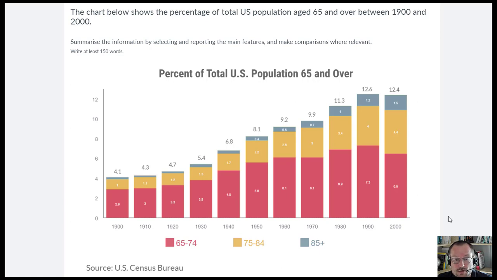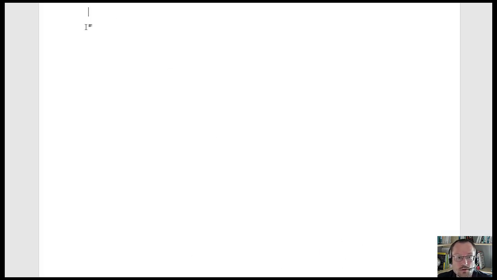Thankfully, this chart is pretty straightforward, and it gives us a really easy way to organize this information. We can talk about these three different groups separately. So what is the best way to organize our writing for Writing Task 1? Well, a formula that works really well is this. We'll start with our introduction.